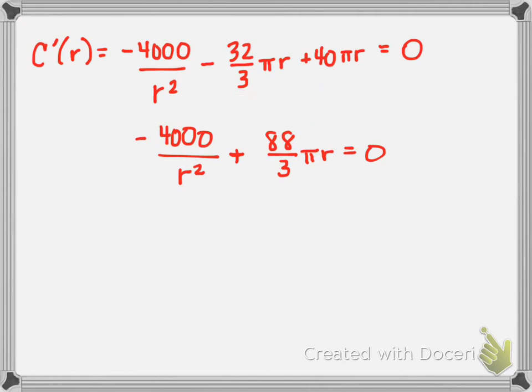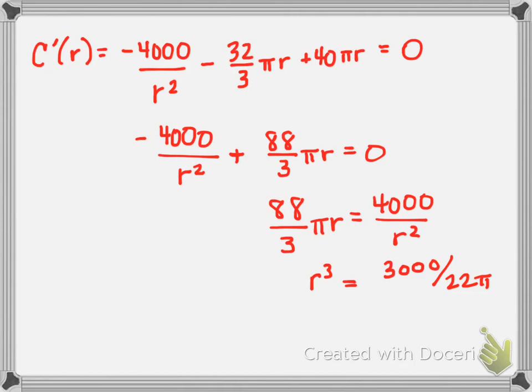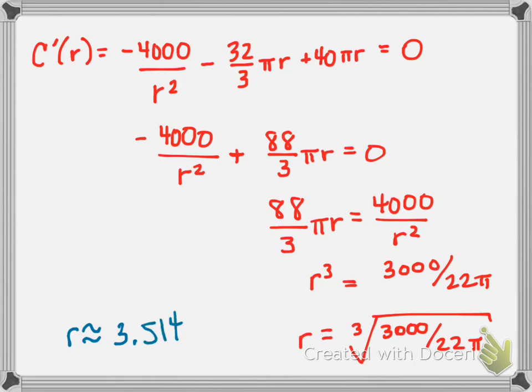Okay, and now we solve. I'm going to move negative 4,000 over r squared to the other side. We're going to multiply both sides by r cubed and divide by 88/3 pi on both sides. We get r cubed equals 3,000 divided by 22 pi. So r is the cube root of 3,000 over 22 pi. This is approximately 3.514 if you're interested, but the exact value is this cube root right here.